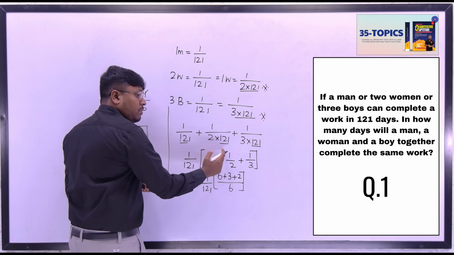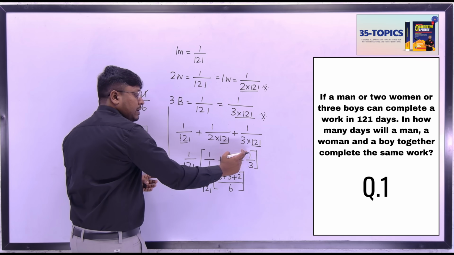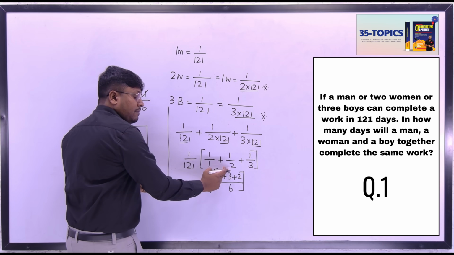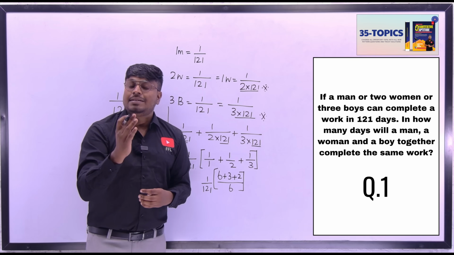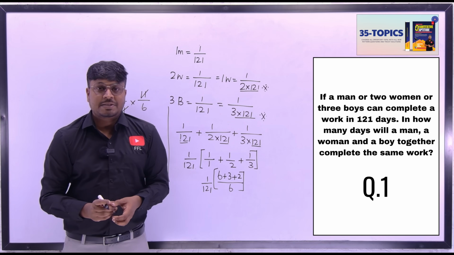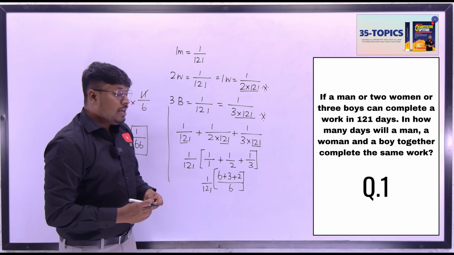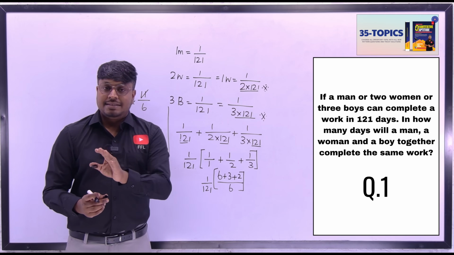So 1 by 1, 1 by 2, 1 by 3. Take the LCM: 6 here, 3 here, 2 here. So the total numerator is 11, 11 by 6 into 1 by 121. Once you cancel 11 and 121, it will be 11. So 11 into 6 will be 66. So the answer for this question: if all three persons are working, the work will be completed in 66 days.